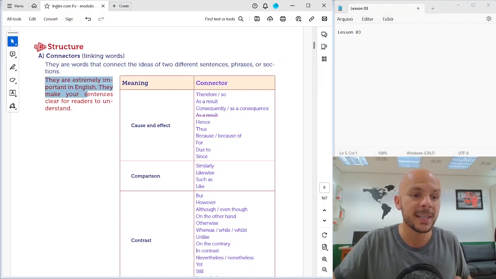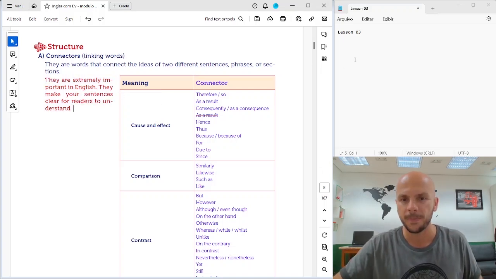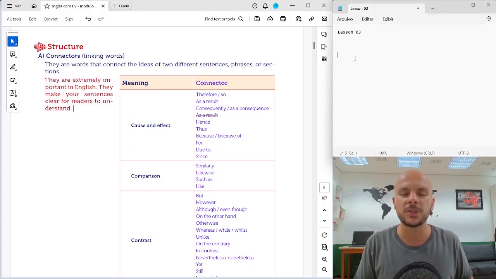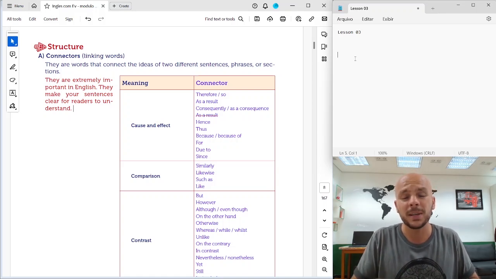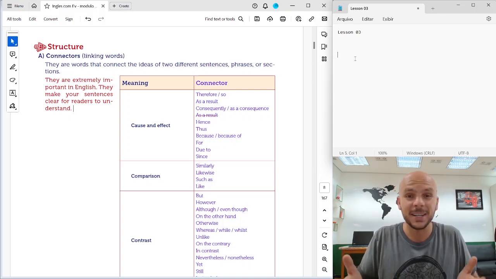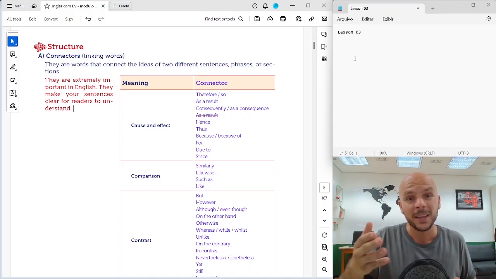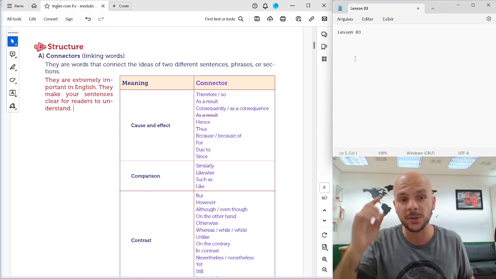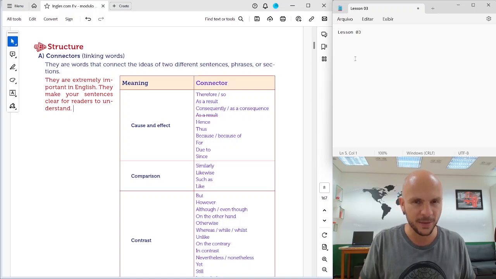They are extremely important in English. They make your sentences clear for readers and interlocutors to understand. I strongly recommend students to use connectors. The more, the better. Use as many connectors as you can, because the more connectors you use, the easier it gets for listeners to understand what you're saying, because connectors organize the message. In the text, we saw a lot of connectors, like therefore, however, although.